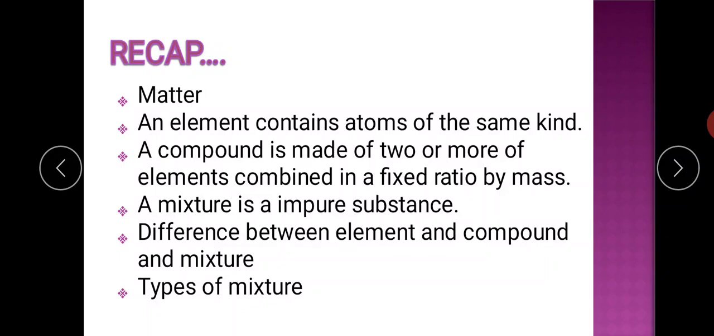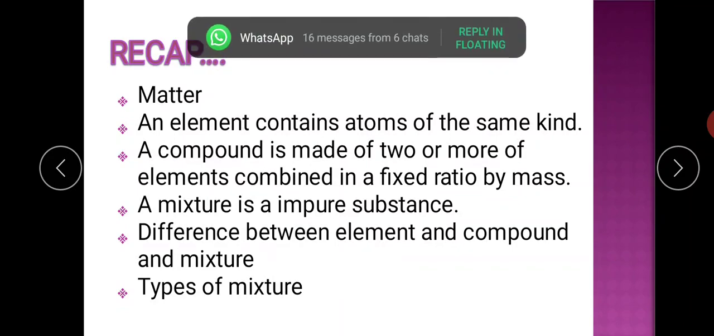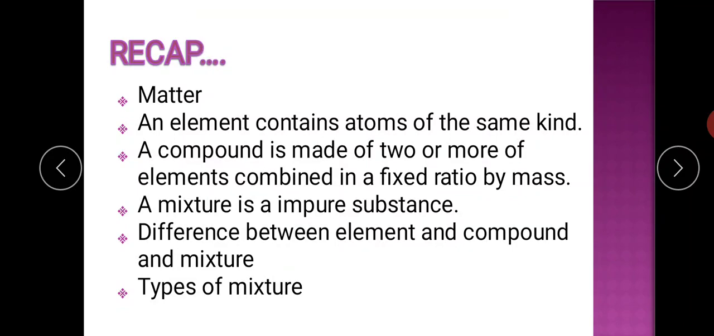So what is matter? Do you remember what is matter? Anything that has mass and occupies space, we call it matter. And we classified them. How was it classified? Pure and impure substances. Pure substances are element and compound. Impure substances are mixtures. Can anyone define element?